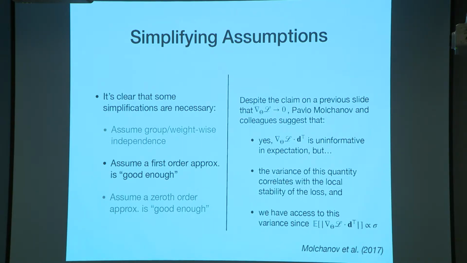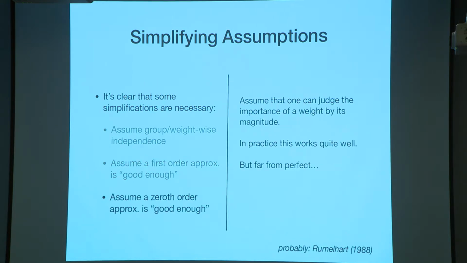So we went from a second order approximation to a first order approximation, but I want to go to a 0th order approximation. And so this has existed forever. I think Yann LeCun mentions it in personal communication with Rumelhart back in 1988. And this is like the craziest assumption you can make. It seems the furthest you could possibly go from the truth, and yet in practice, it works quite well. But obviously, it's still far from perfect.